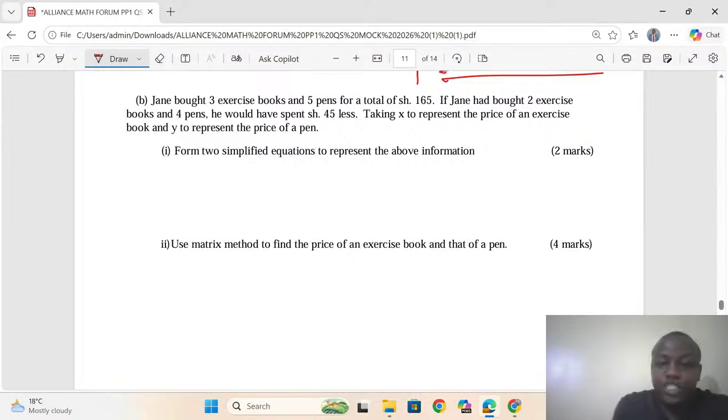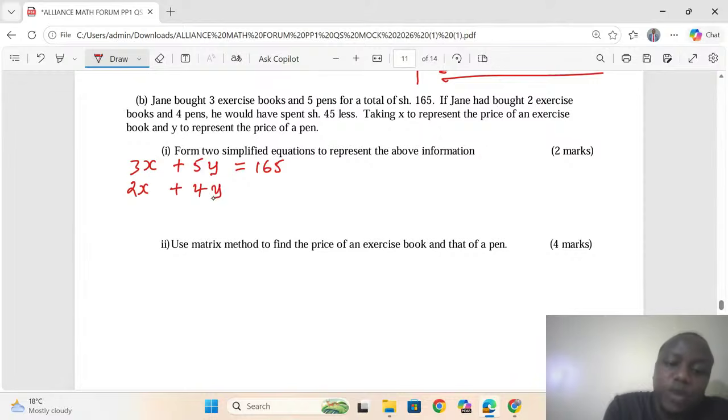Okay, form 2 equations and we simplify them, of course. So 3 exercise books, each going for X, plus 5 pens, each sold at Y, equals 165. That is one linear equation. Again, we're told that Jen had bought 2 exercise books, each at X, and 4 pens, each at Y. He would have spent 45 less: 165 less 45, he would have spent 120.